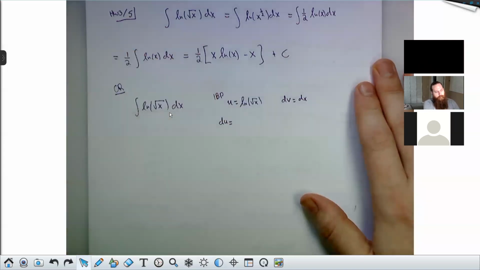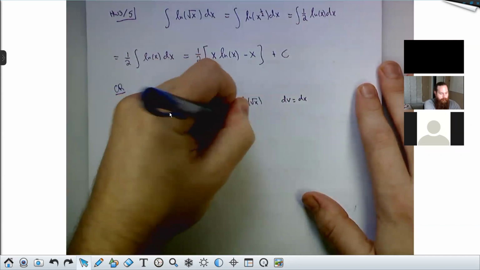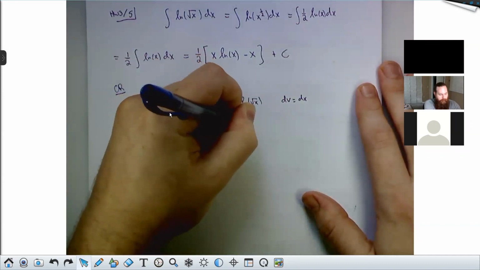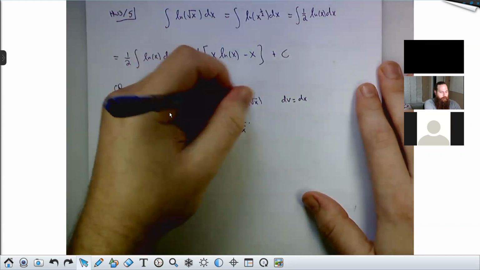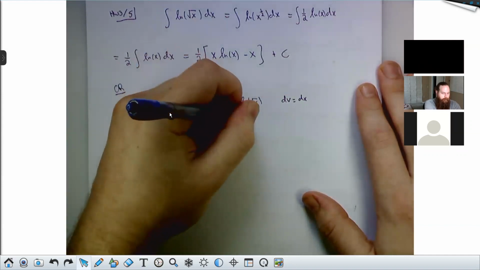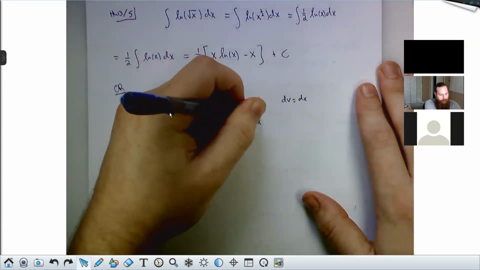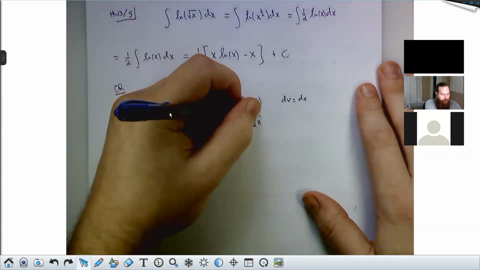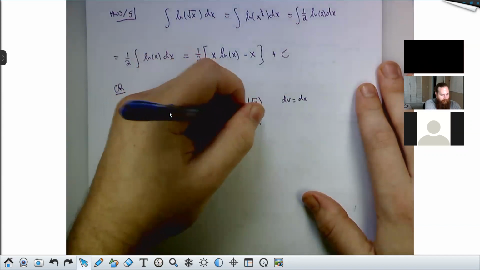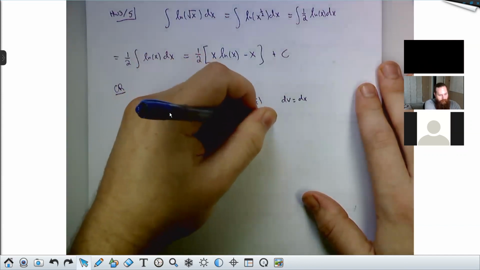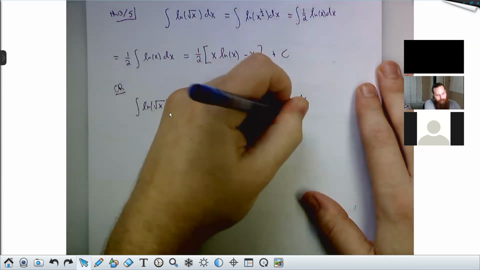du then, this is going to require the chain rule. Do we remember how to differentiate log functions like this? You get 1 over the inside, and then you have to multiply by the derivative of the inside. That is 1/2 x to the negative 1/2. And v would just be x.